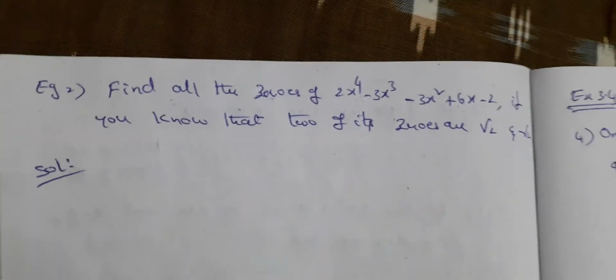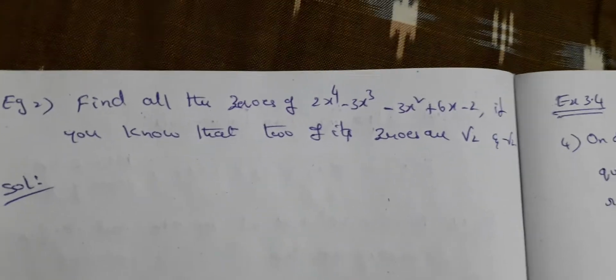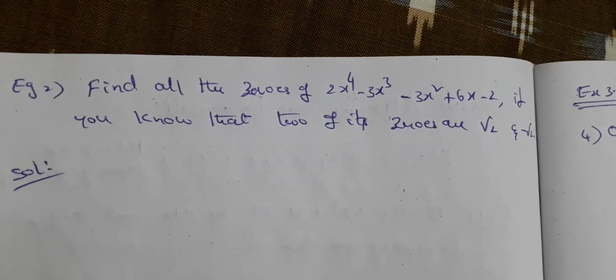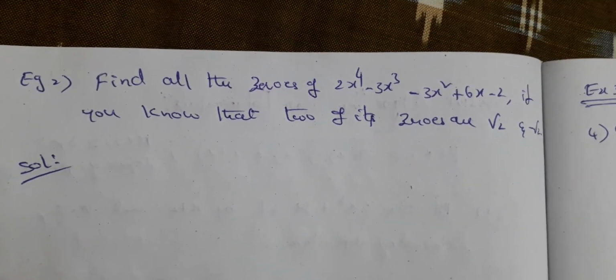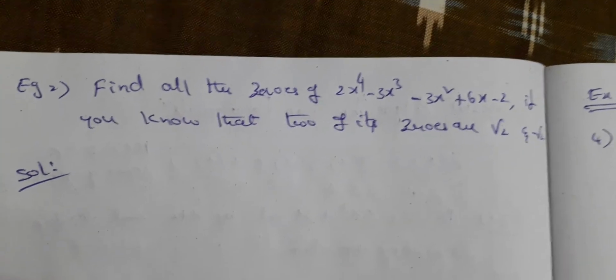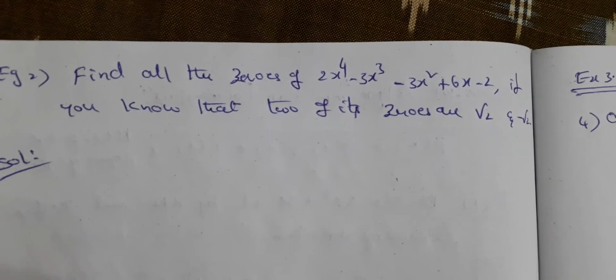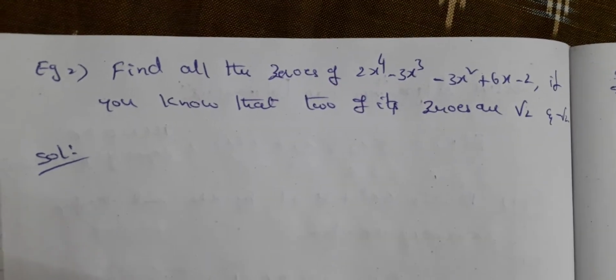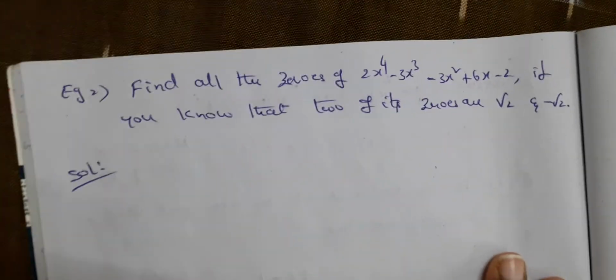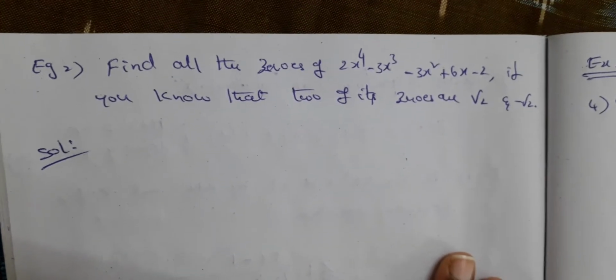Next problem. Find all the zeros of 2x power 4 minus 3x cube minus 3x square plus 6x minus 2, if you know that two of its zeros are plus root 2 and minus root 2. So what's the difference in this problem? See, here only p of x is given to us.